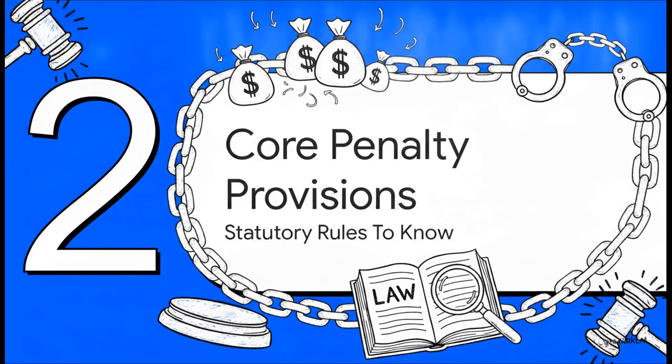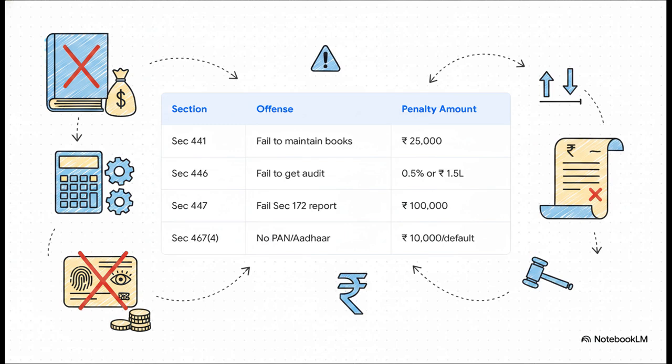Moving on to Section 2, Core Legal Penalty Provisions. With the timeline cleared up, let's look at the heavy-hitting statutory rules that every professional needs to memorize. Notice how there's a direct, rigid mapping of sections to exact penalty amounts now. Let's walk through this methodically.